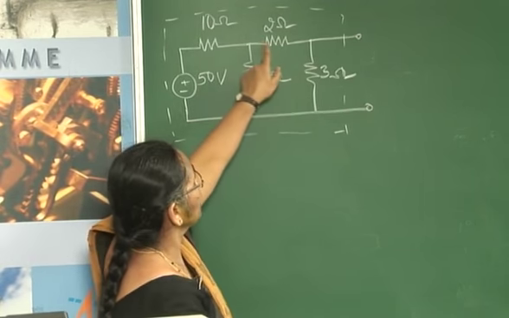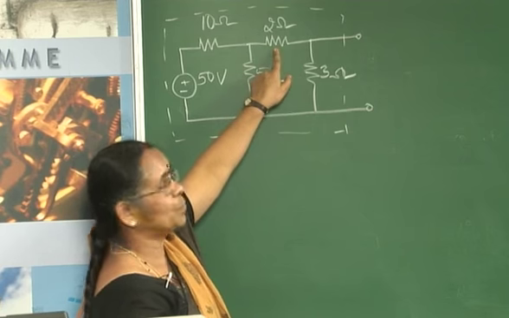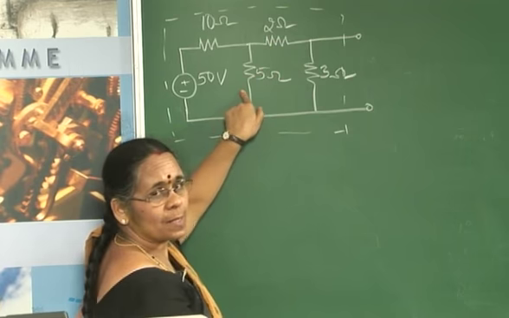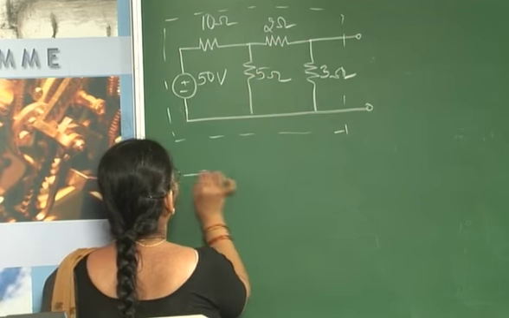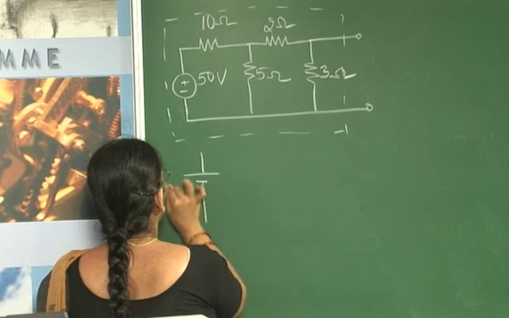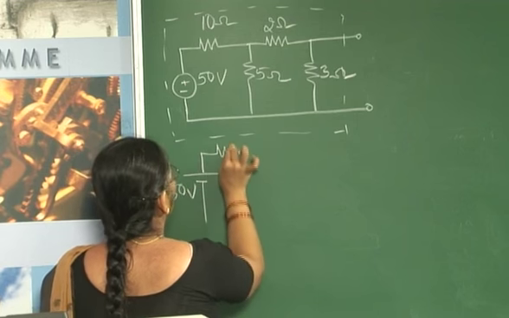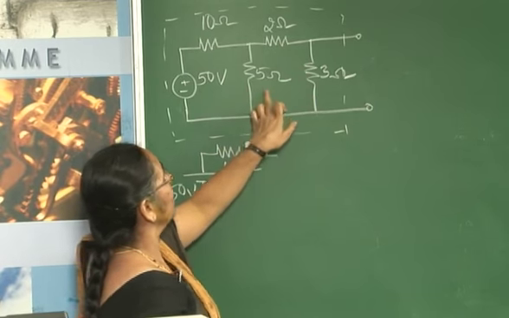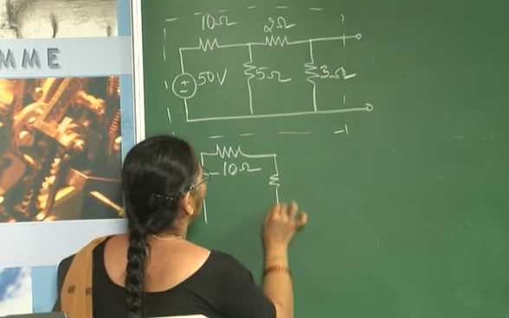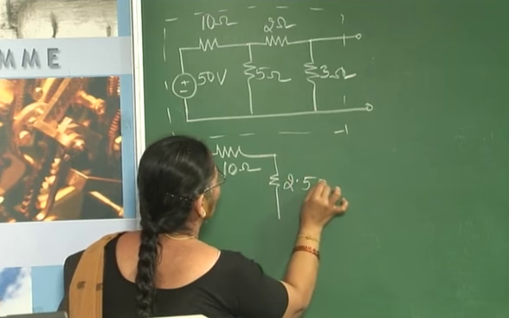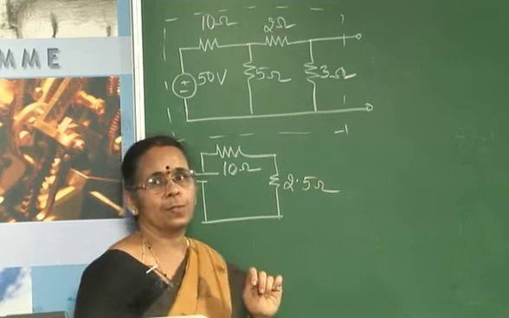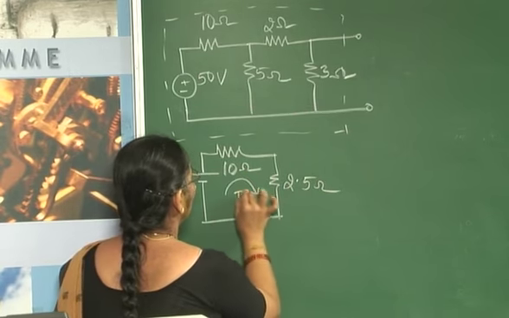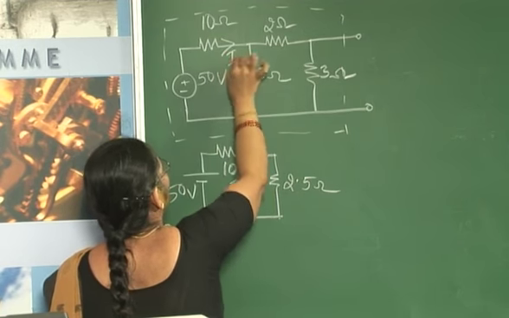So now the first step is you find 3 and 2. They are in series. Together they are in parallel with the 5 ohms resistor. So this circuit I can further reduce as a 50 volt source in series with 10 ohms resistance. This is 5 in parallel with 5, which gives me the value as 2.5 ohms. So after finding this, find the current I. This is the total current I at this point.